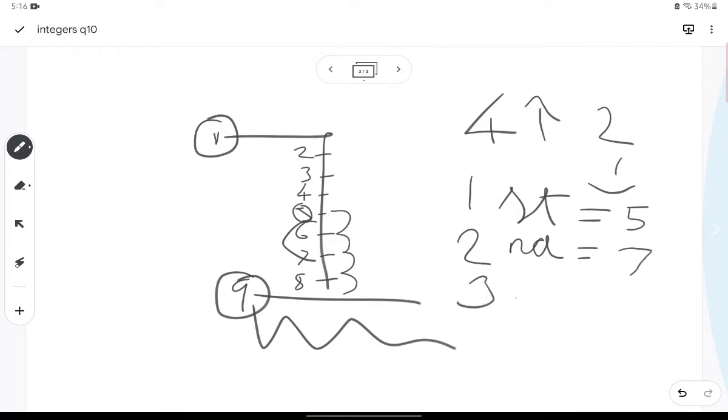So the third time, he travels 4 steps up. From 7, 1, 2, 3, 4. Now he's at 3. So the third time, he's at 3. Now he needs to go 2 steps down, so he comes to 5. So the fourth time, he's at 5.